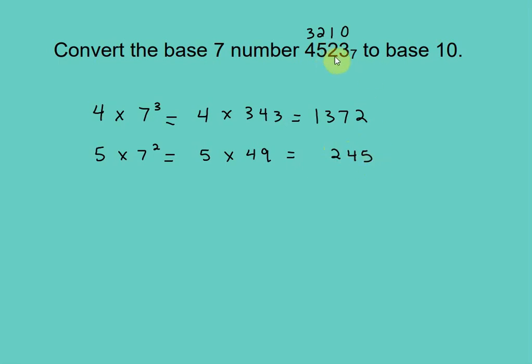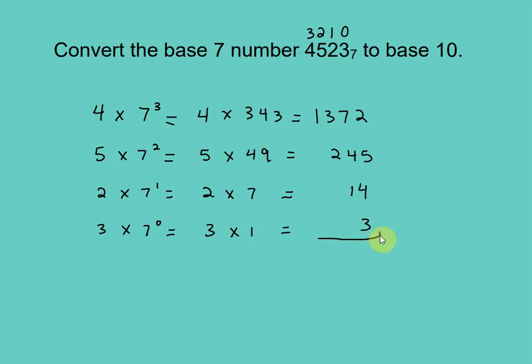All right, we're going to move to the next digit, which is a 2. And we're going to multiply that times 7 to the 1 power. All right, well, 7 to the 1 power is just 7. So we multiply 2 times 7, which is 14. And then our last digit is a 3. So we multiply 3 times 7 to the 0 power. And anything raised to the 0 power is 1. So 7 to the 0 power is 1. And 3 times 1 is 3.